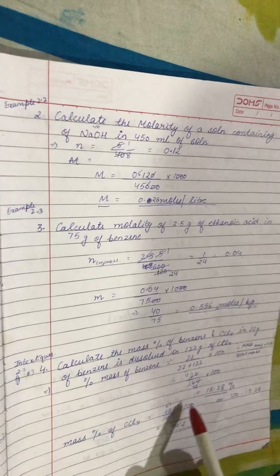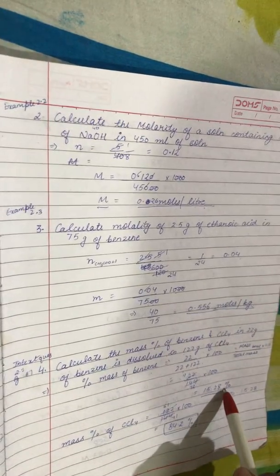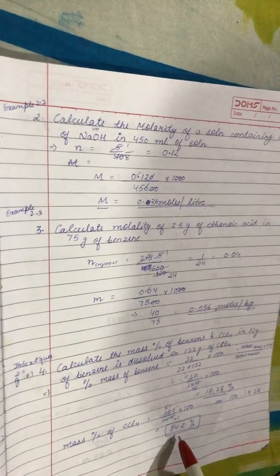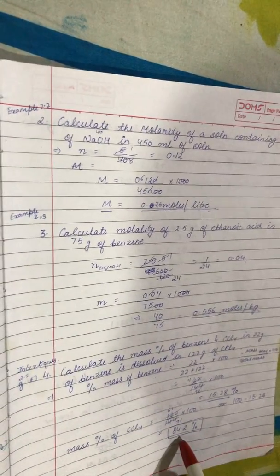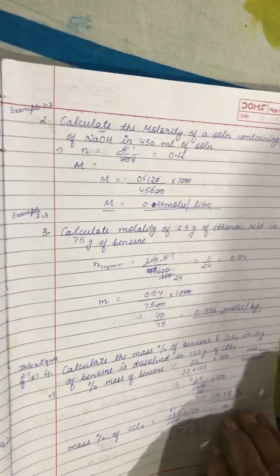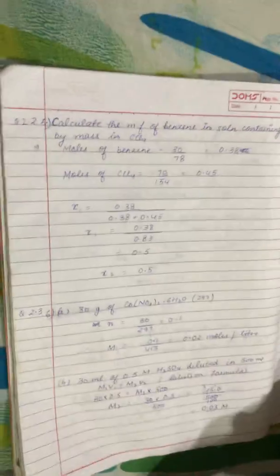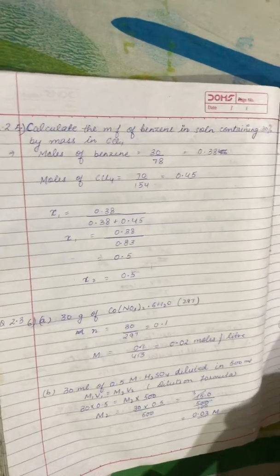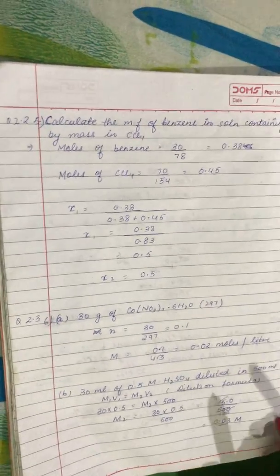So the mass percentage of benzene is 15.28. Subtracted from 100, you will get the mass percentage of second component. That comes out to be 84.2%. Is it clear? Moving on to next question. That is your question number 2.2 from the in-text questions.